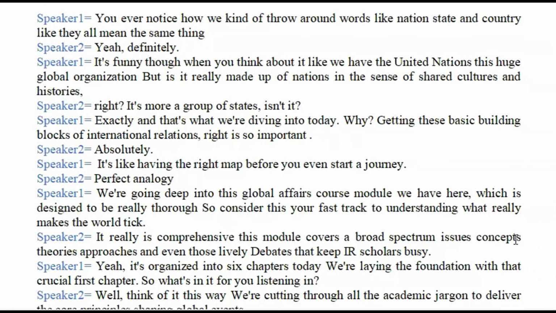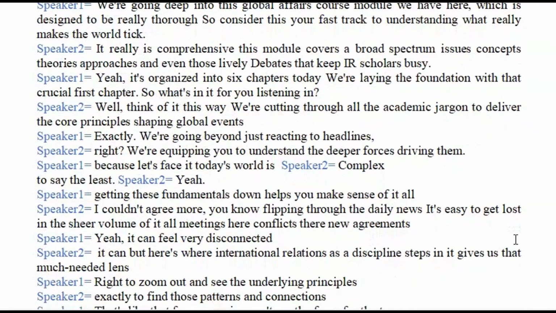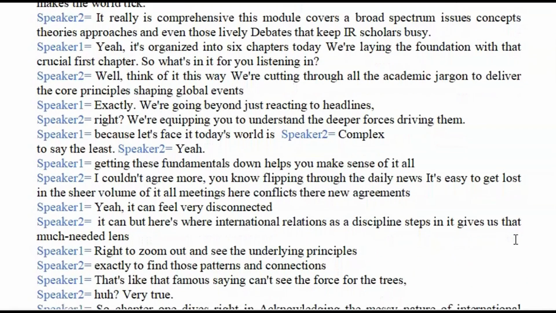It really is comprehensive, this module. It covers a broad spectrum of issues, concepts, theories, approaches, and even those lively debates that keep IR scholars busy. Yeah, it's organized into 6 chapters. Today we're laying the foundation with that crucial first chapter. So what's in it for you listening in? Well, think of it this way. We're cutting through all the academic jargon to deliver the core principles shaping global events.